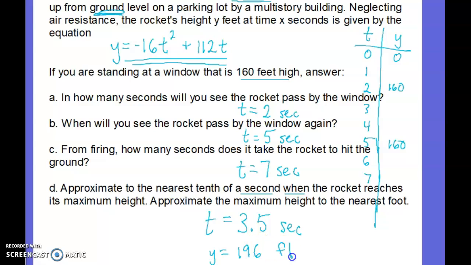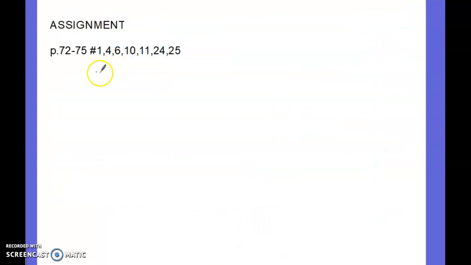All right, so feel free to pause this video, go back, and play with Desmos. That'll be much more beneficial for you than me telling you what buttons to push. And you should be ready for the homework now.